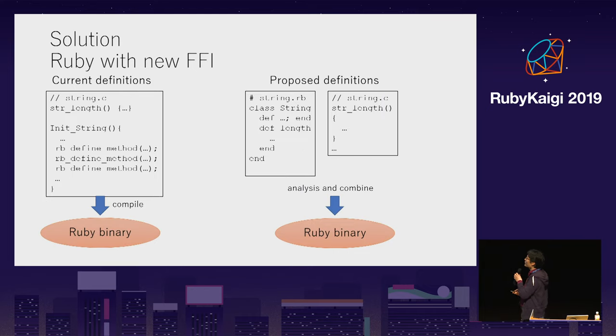Before this presentation, the current definition style is writing everything in C and compiling it and making the new binary. But the proposed system defines methods in Ruby, combines the implementation and declaration with the C implementation, analyzes this Ruby source code so we can understand the behavior and some annotations, and builds everything, making the Ruby binary.